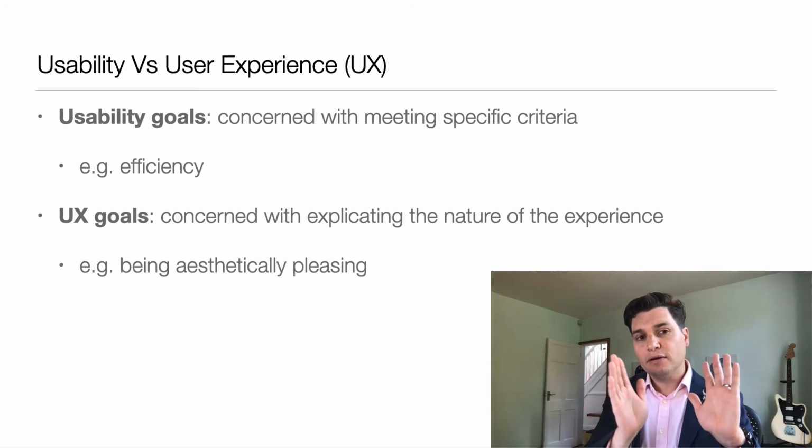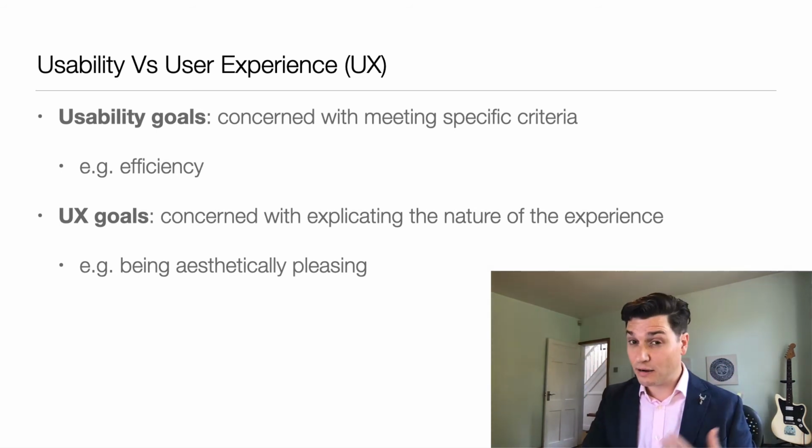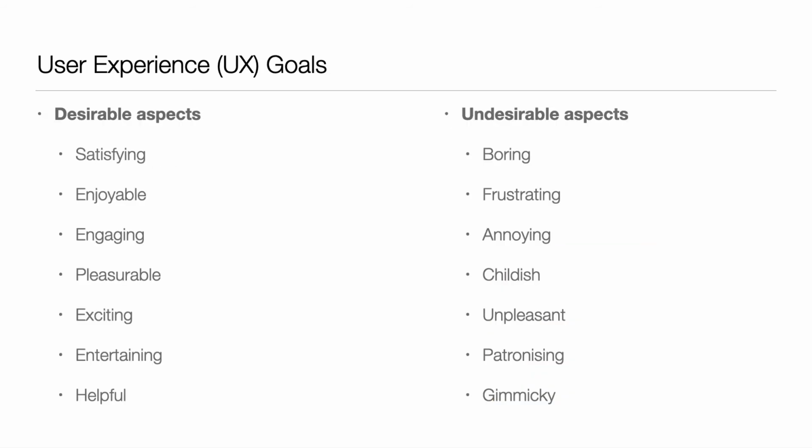So there's a grey boundary between UX and usability. They are both there. So UX goals are desirable and undesirable. Must be satisfying, enjoyable, engaging. Don't be boring or frustrating. Okay. That's very important, and these lines are very useful.